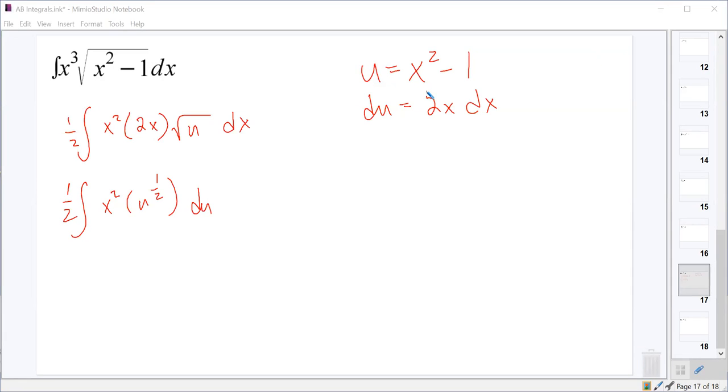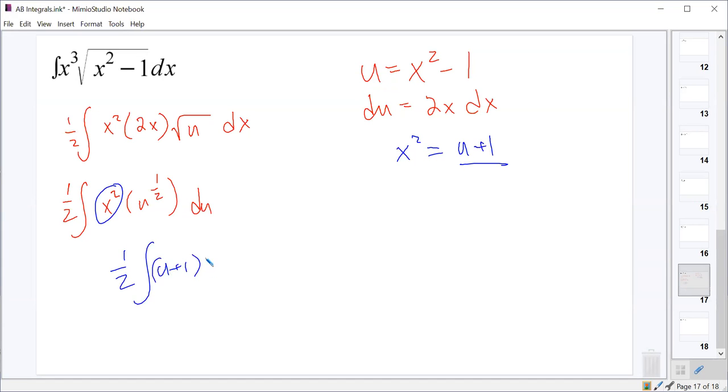Yes, exactly. So we've got u equals x squared minus 1. I don't need to solve for x. Actually, I can just solve for x squared, right? X squared is equal to u plus 1. And I just need to know what x squared is. So now I do. It's u plus 1. So I'll just make that substitution. 1/2 the integral of u plus 1 times u to the 1/2 du. And now, in order to simplify this down to integrate, we'll just distribute it through. 1/2 the integral of u to the 3/2 plus u to the 1/2 du.